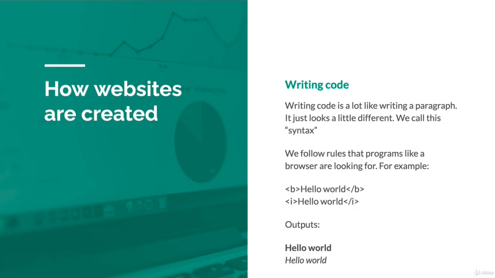Websites are created when we write code. So writing code is a lot like writing a paragraph. It just looks a little bit different, and we call this syntax. You can still read the code, and it's like reading a different language, but your brain still understands what's going on. We follow rules that programs like a browser are looking for. For example, if we said b hello world / b or i hello world / i, that's going to output hello world in bold or hello world in italics.